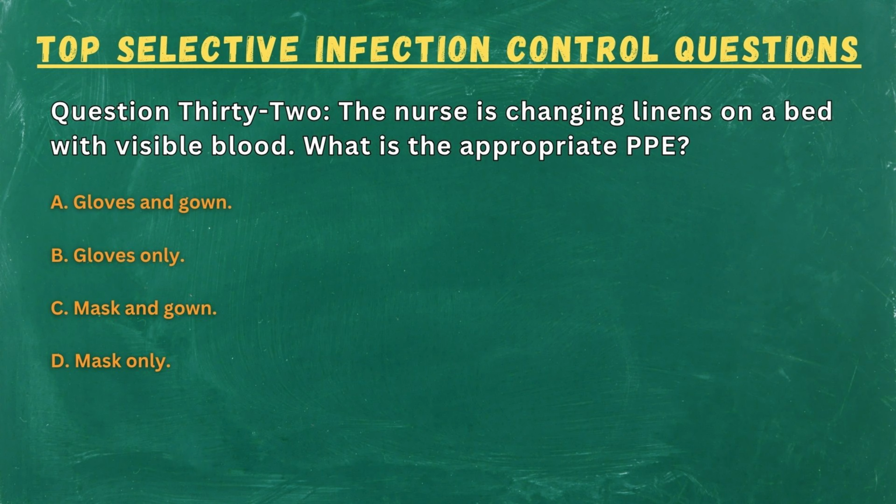Question 32. The nurse is changing linens on a bed with visible blood. What is the appropriate PPE? A. Gloves and gown. B. Gloves only. C. Mask and gown. D. Mask only. Answer: A. Gloves and gown.